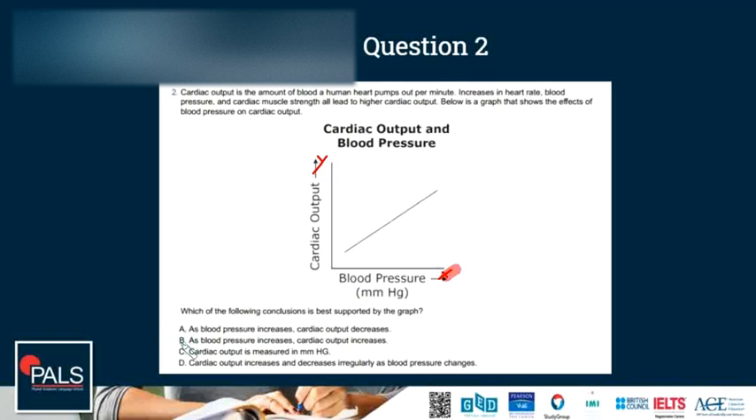We see that cardiac output increases as blood pressure increases. So the correct answer is B. Here we have a linear relationship. The cardiac output is not varying. It is just linearly going up as blood pressure is going up. Okay, let's move on to the next question.